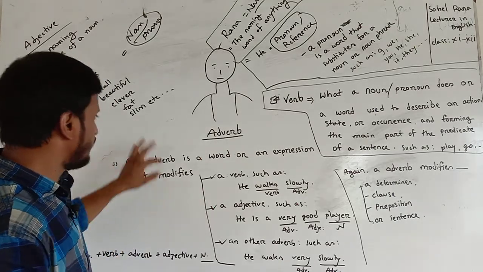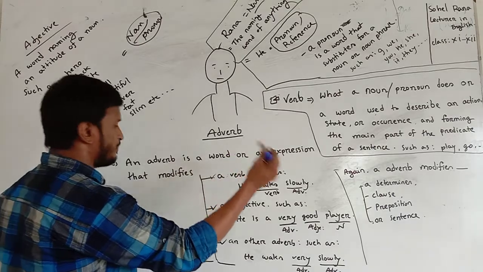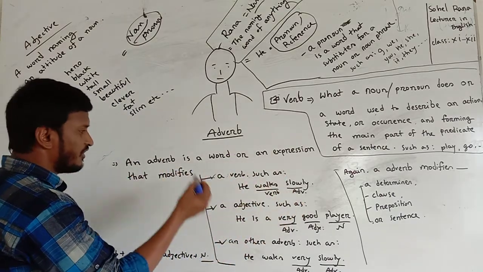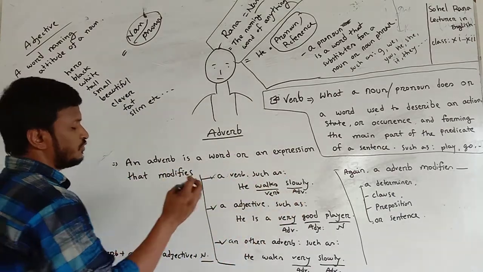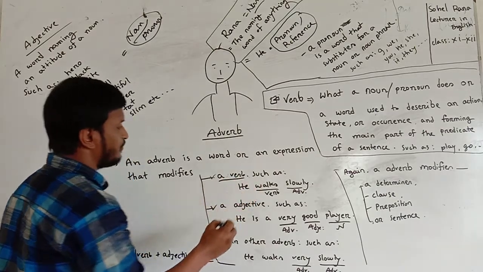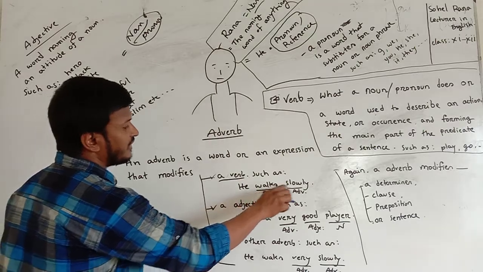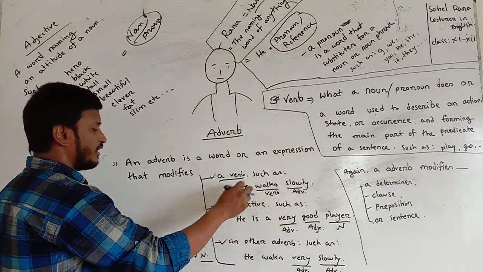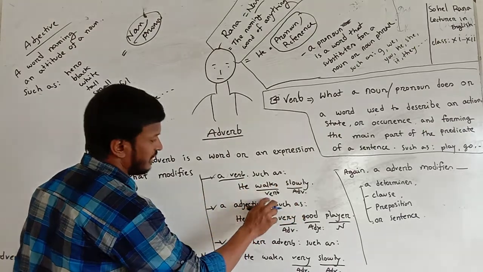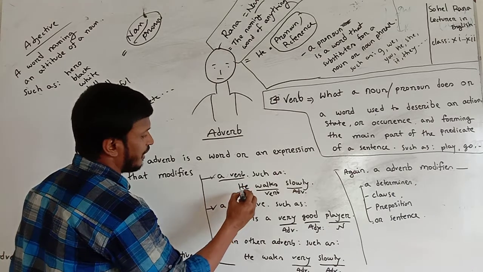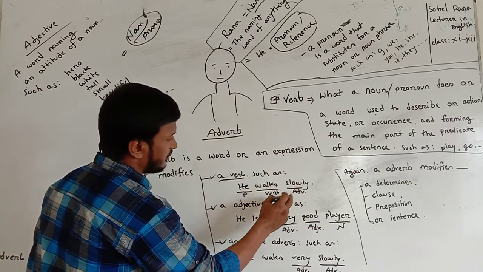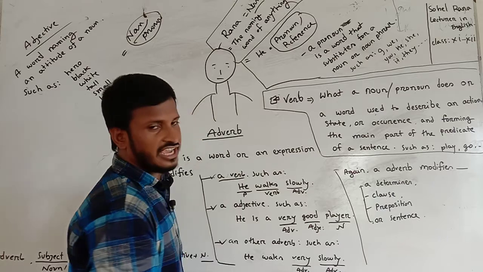Again, an adverb is a word or an expression that modifies. To whom does it modify? It modifies a verb. For example, he walks slowly. Look at the sentence: He walks slowly. Here, he is a pronoun, walks is a verb, and the word slowly is an adverb.